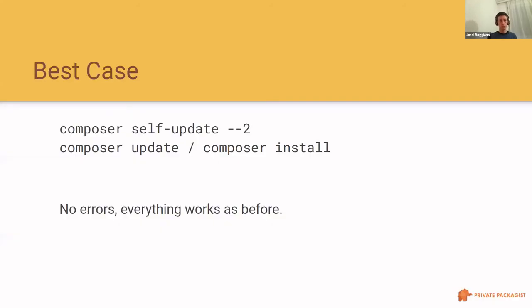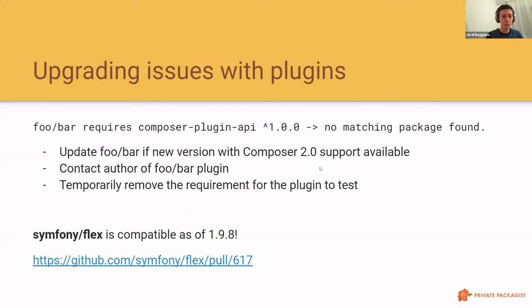So how do you upgrade to Composer 2? The best case scenario is you just run composer self-update --2. Then you can try composer update or composer install, and everything just works, and it's just going to work faster and so on. If that's your experience, that's amazing. You can then move on and be happy.